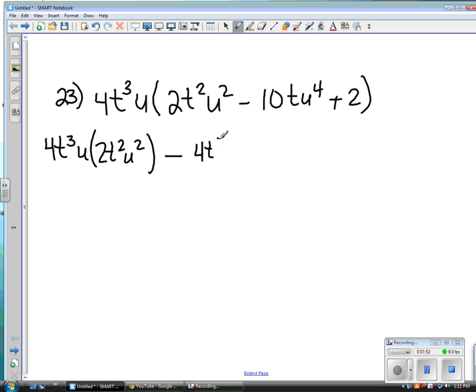Now I'm going to do the second one: 4t cubed u times the second term. What goes next? Plus, because it's coming from here. And then I'm going to go 4t cubed u times the last term. So all I've done is the distributive property. I've handed it out to everything. Now I'm going to go through and do the math. So I'm going to multiply this monomial by a monomial. What am I going to get?